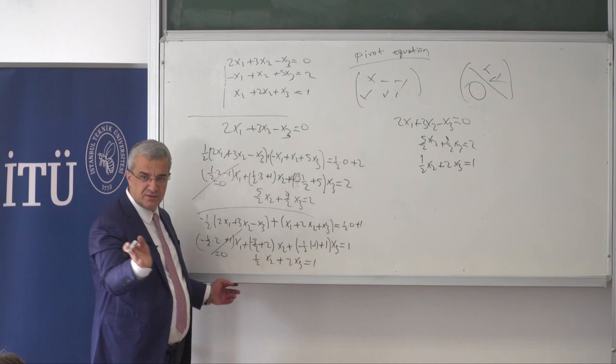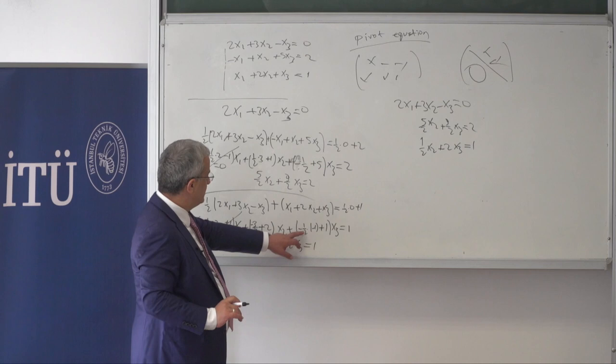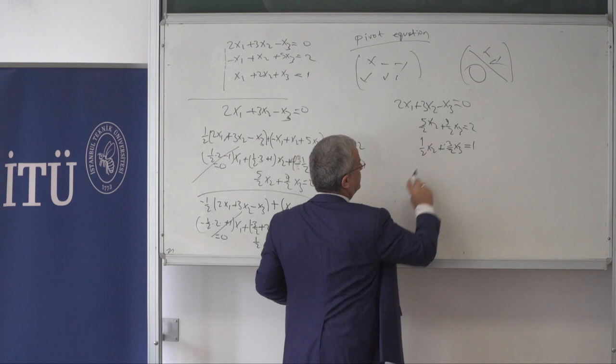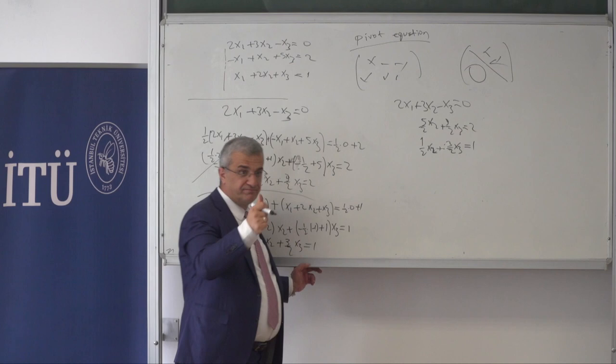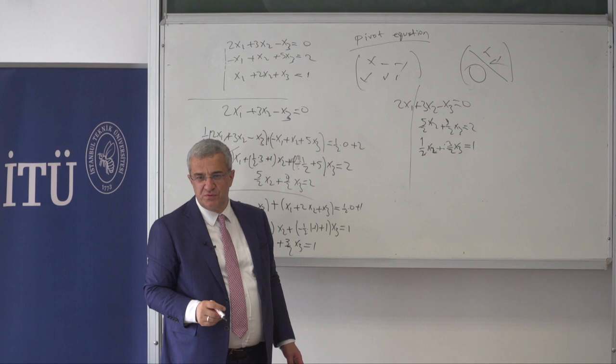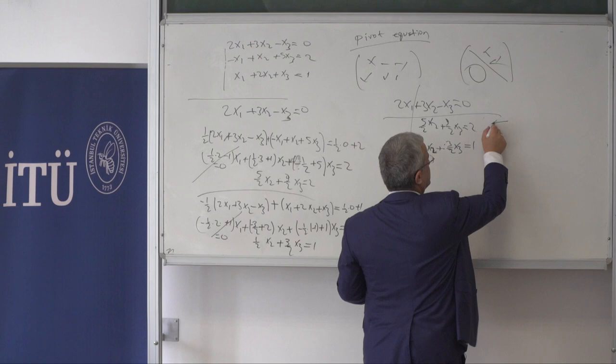This should be 3 over 2 x3. You are right. 3 over 2. Very good. Okay. You learned the trick, right? Now what do we do? No more operation on x1. We have here x2 and x3, a new system of linear equations. So we do the same trick here. Now we take this as our second pivot equation.